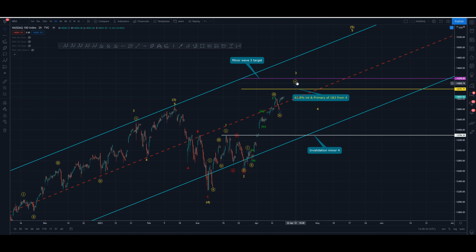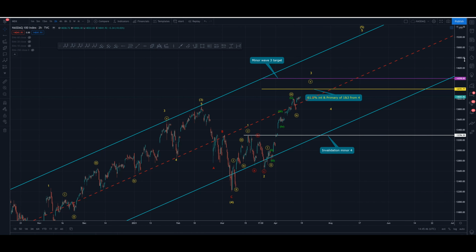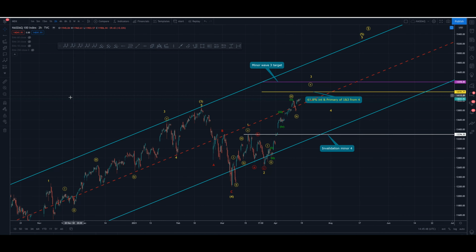Probably a pop up into early next week, and then we'll start our consolidation to minor wave 4 before that final move up to the highs. That doesn't have to make it to the top of the channel, but it could. Right then guys, that's our Elliott wave count. So let's move over to our basic technical analysis to complete the video.